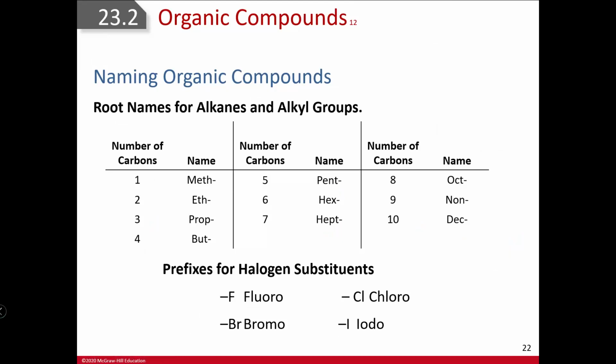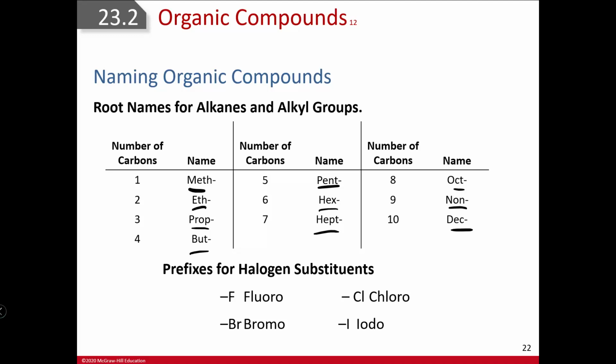So how do we name these compounds? What's the process? Again, you have to know the first 10 carbons. What we look at is meth, eth, prop, but, pent, hex, hept, oct, non, and dec.